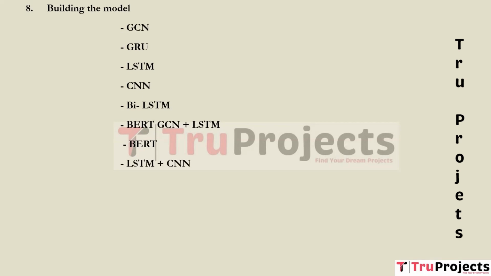Next one is LSTM with CNN, which is a combination of LSTM and CNN. This is a hybrid model that combines the strengths of LSTM and CNN. It uses LSTM for sequential understanding and CNN for local feature extraction. This combination is used to leverage both the ability of LSTM to capture sequential dependencies and the strength of CNN in capturing local text patterns, providing a more comprehensive understanding of sentiment.